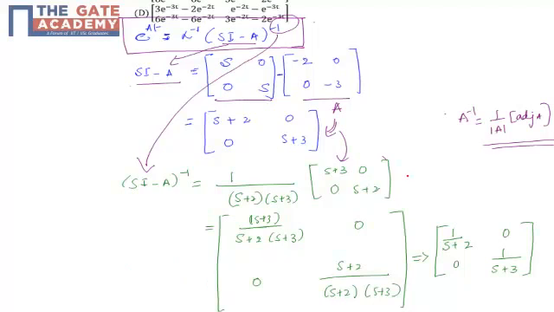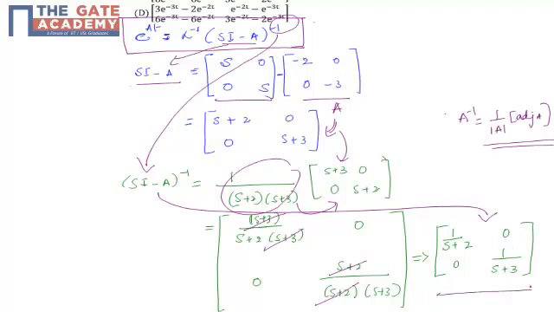For the further simplification, when you multiply this term with this term, s plus 3 will be cancelled and s plus 2 will be cancelled, and we'll obtain 1 by s plus 2 and 1 by s plus 3, and the rest of the terms are 0. And now we have obtained sI minus A inverse, that is this matrix.